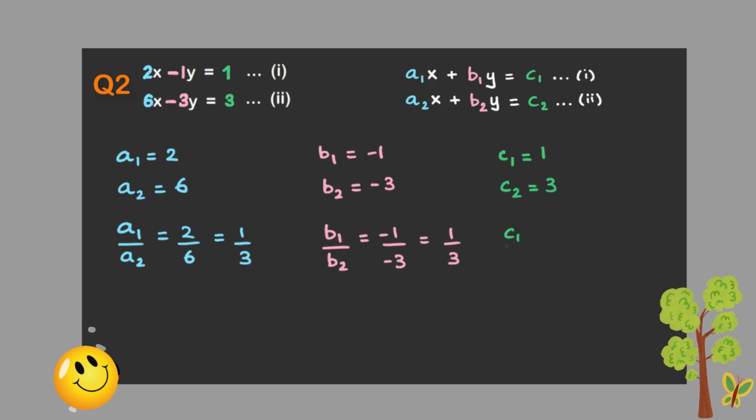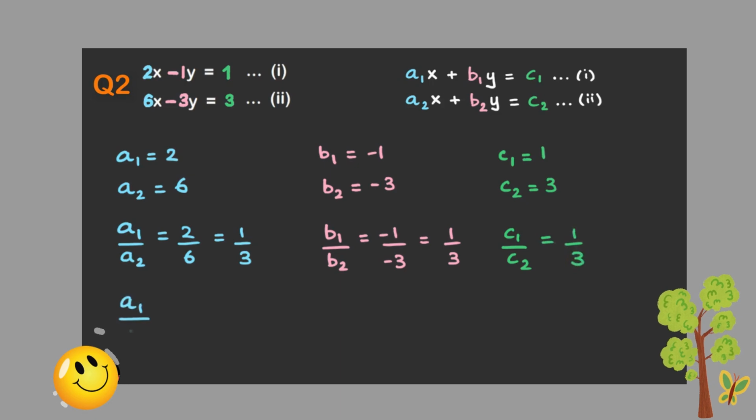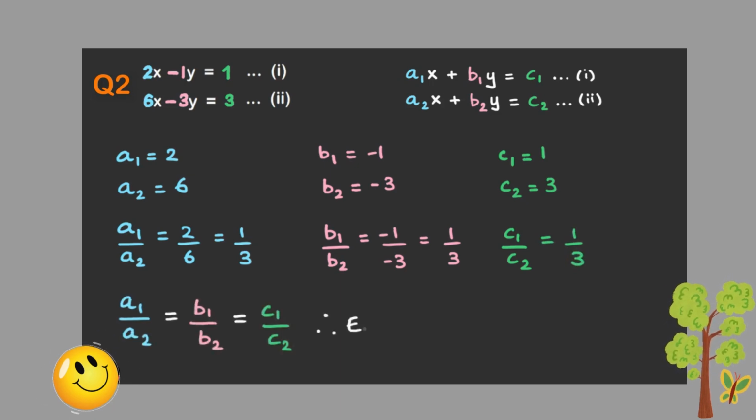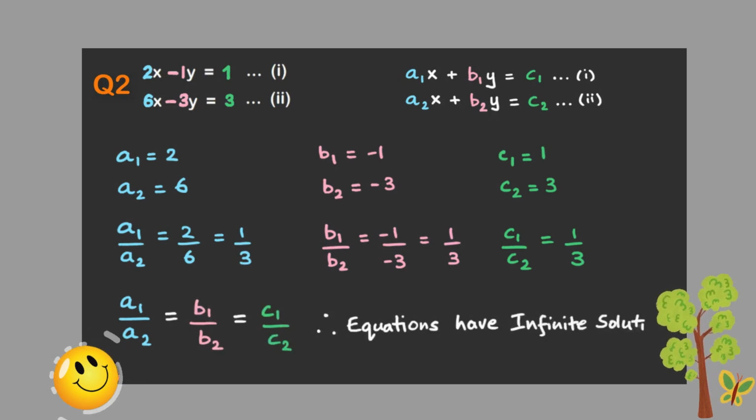Since a1 by a2 is equal to b1 by b2, let's also go ahead and calculate c1 by c2, which is also 1 by 3. So a1 by a2 equals b1 by b2, which is equal to c1 by c2. So this is our case 2. The pair of equations have infinite solutions.